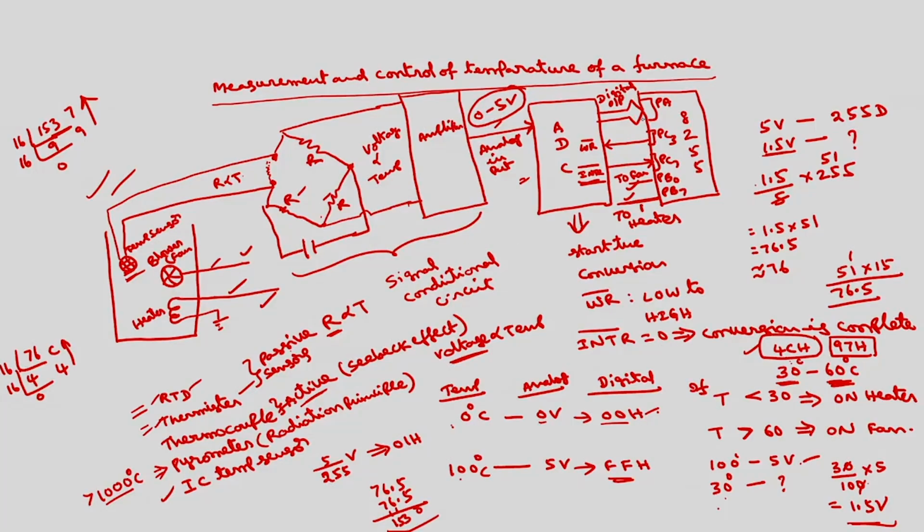Okay, in the last class we discussed the temperature control of a furnace, and we have discussed the connection details. Now if I come to the program, we are using port A as an input port, port C lower as an output port, and port C upper as an input port.